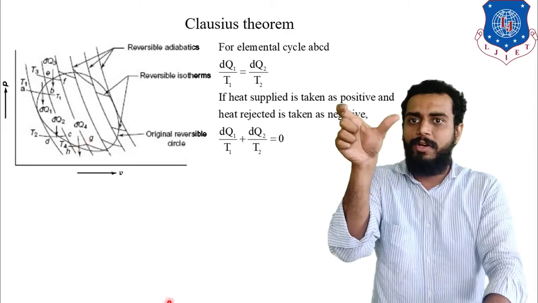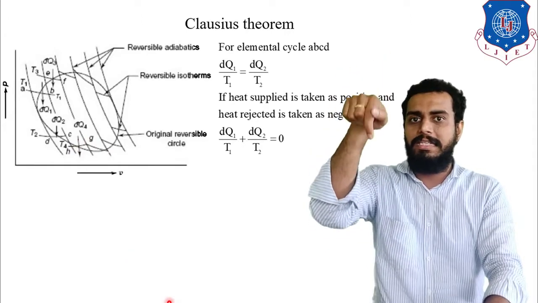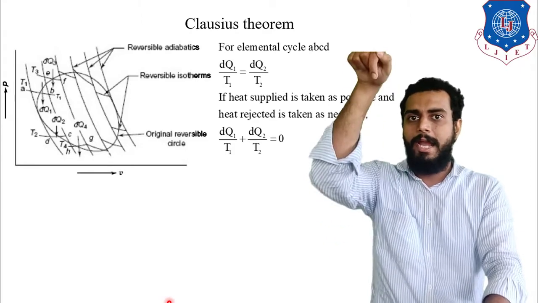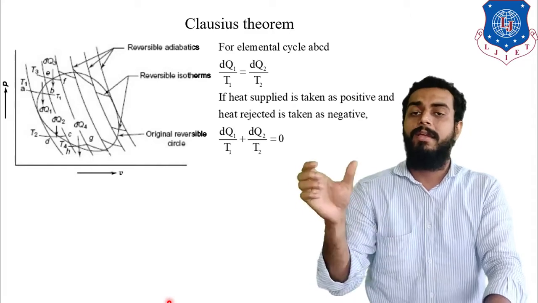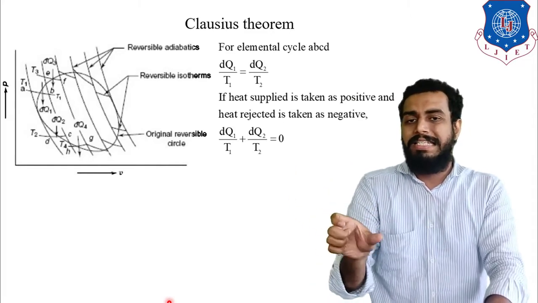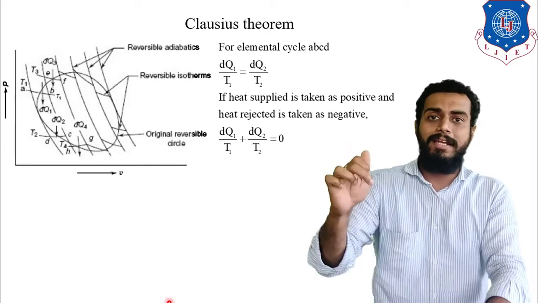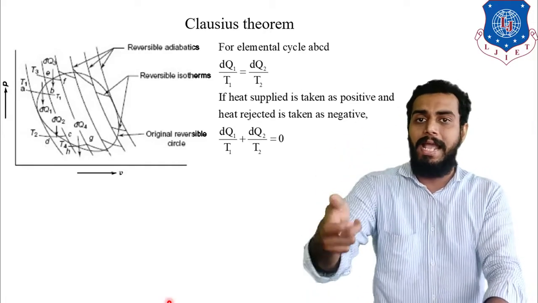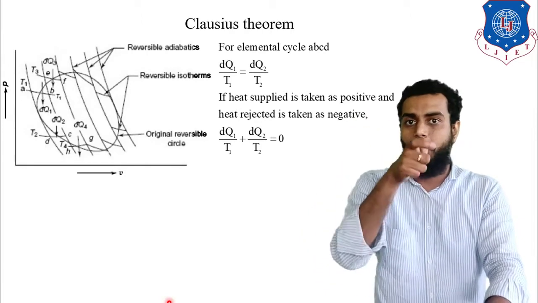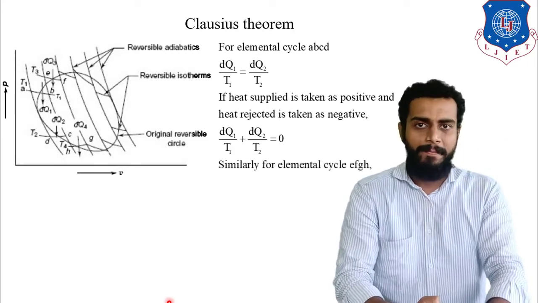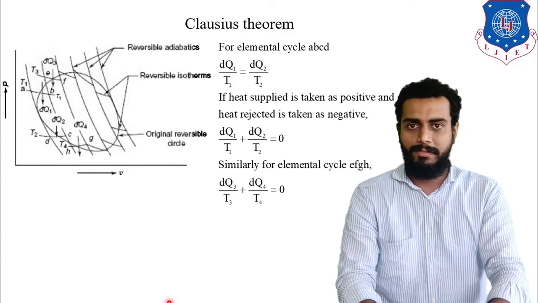Let us consider, corresponding to EF, the temperature at the top side is T3, that is, the source temperature is T3, and during that T3 temperature, the heat supplied is dq3. In the same way, corresponding to the GH process, the temperature is, let us say, T4, and the heat transfer is dq4. Then I can write dq3 by T3 plus dq4 by T4 is equivalent to 0. That is how you can write it for the elementary cycle EFGH.